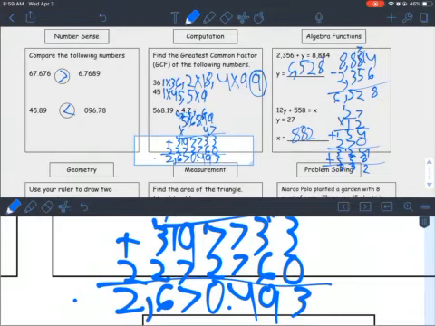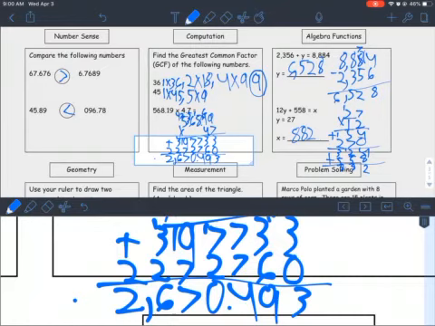Quentin, read me that number, sir. 2,670 and 493 thousandths. Quentin, sign your name. And that is it for this one.